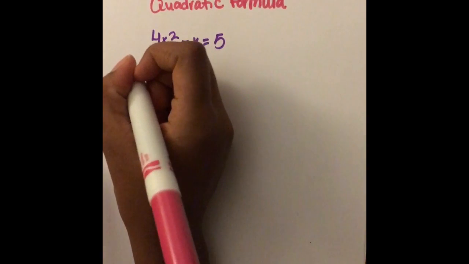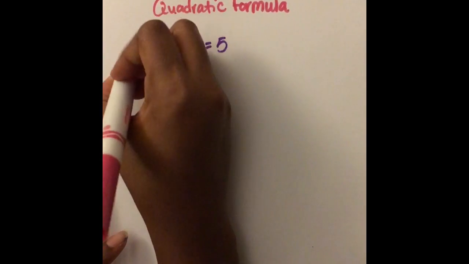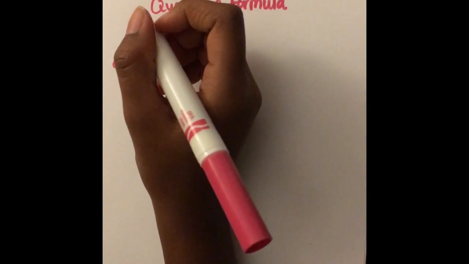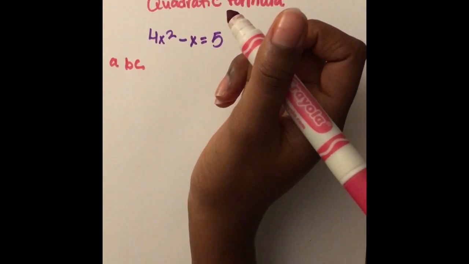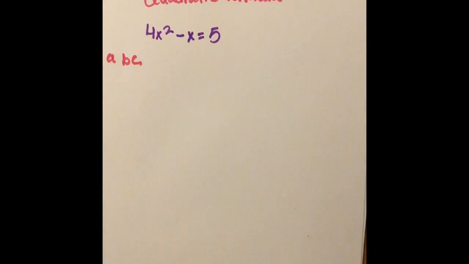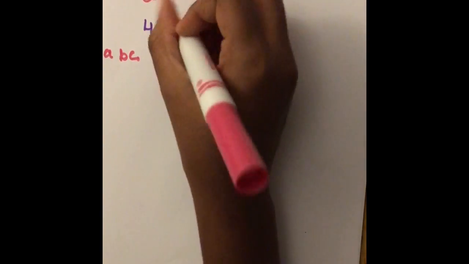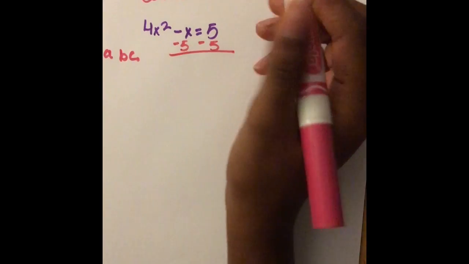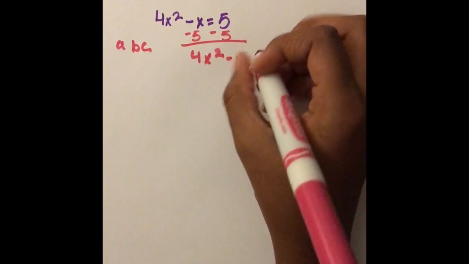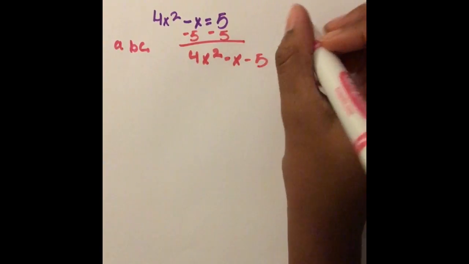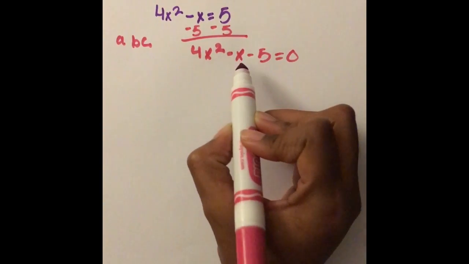So the quadratic formula states that a, b, and c are the first three coefficients. So what we're going to do is put the equation in the form ax squared plus bx plus c equals 0. So what we'll have to do is subtract 5 from both sides. So that will give us 4x squared minus x minus 5 equals 0. So this will be our A, B, and C.